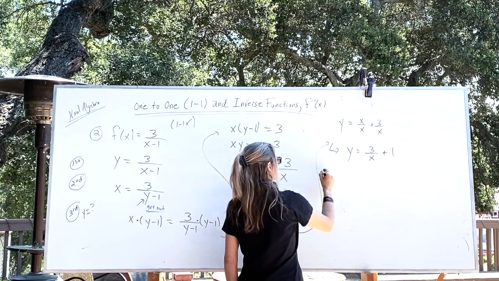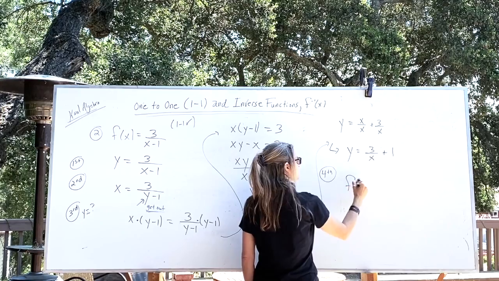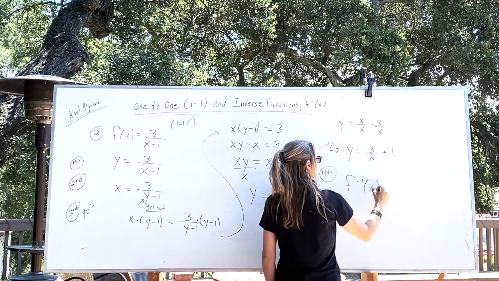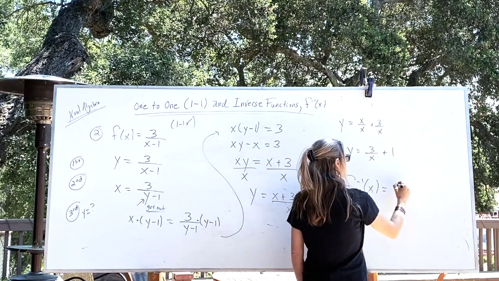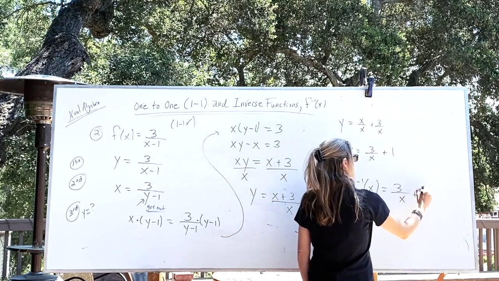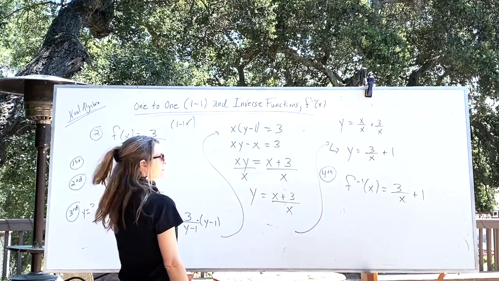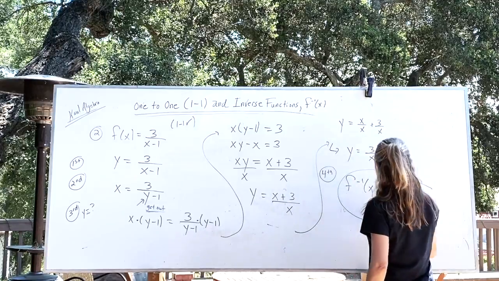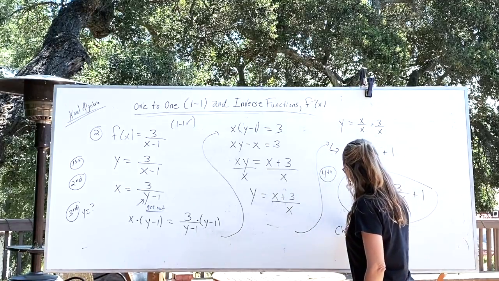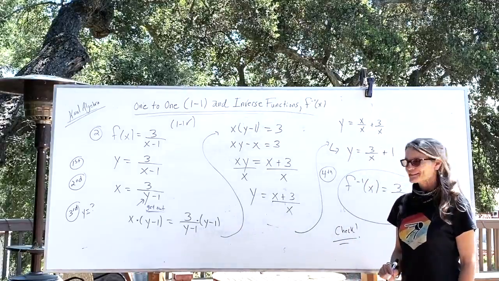And my last step now is just to say this y is equal to f inverse of x. So my inverse function is now 3 over x plus 1. So that is the inverse of this function. And you can check. It's a good exercise on your own, and verify that is the case.